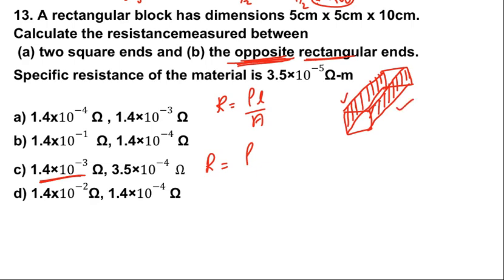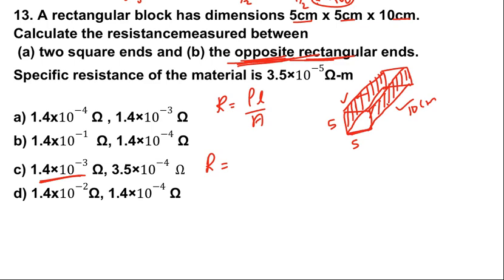So R equals rho L by A, you know that. And based on the given data, this one is 5 centimeters, this one 5, this one 10. So this one is more. So this is 10 centimeters between these two, and this becomes 5 and this becomes 5 here. And the resistance between opposite rectangular ends is asked. So between these two, what will you get? Rho into the length between these two. Length between these two is how much? That is 5 centimeters. You substitute the values directly.